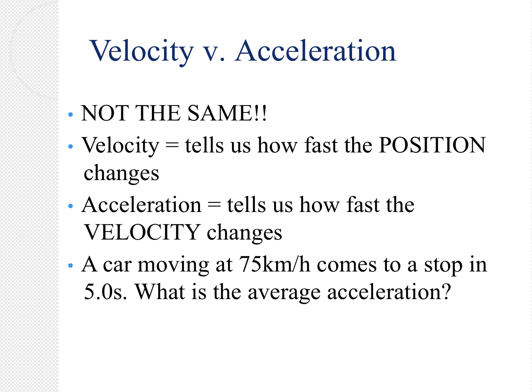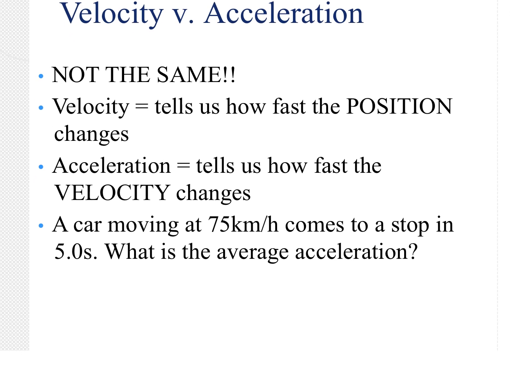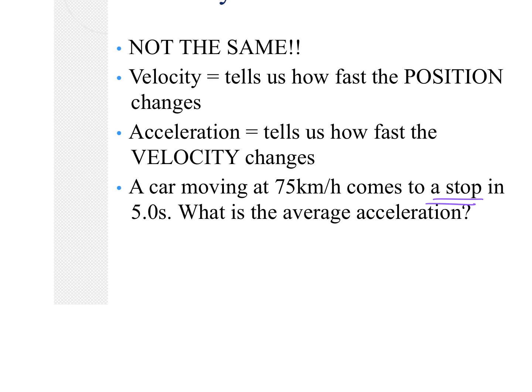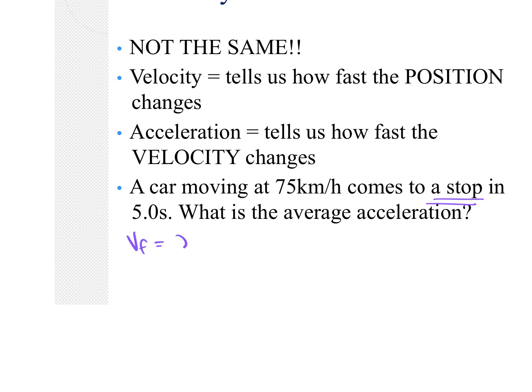So why don't you try this one on your own? I see two kind of red flags here. Do you see any issues with this problem here? It says a car is moving 75 kilometers per hour. It comes to a stop in 5 seconds. What's our average acceleration? Do you see a red flag? Stop. Okay, comes to a stop. Good, I agree. That is one part that's not a number, but it's important because it tells us my final velocity is equal to 0.